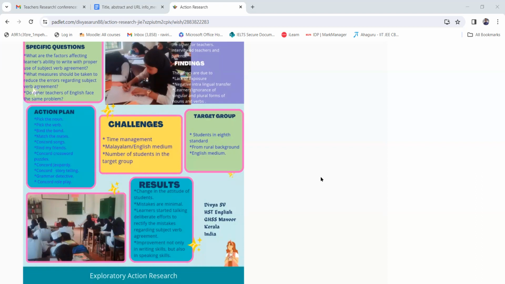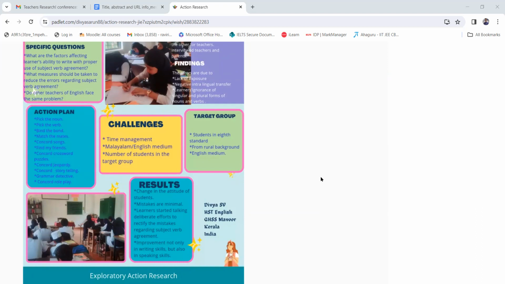Another challenge that arose was a clash between selecting Malayalam medium students or English medium students. At first I thought about conducting the action research with the Malayalam medium students, as they were more prone to errors. But after starting the action research, I was forced to change to English medium because of various reasons.